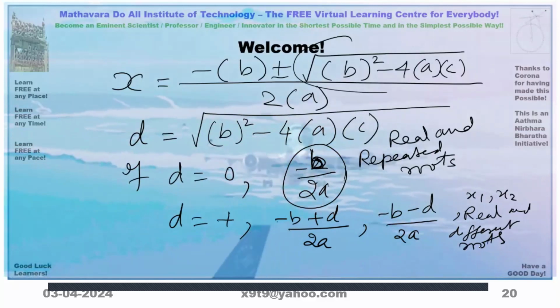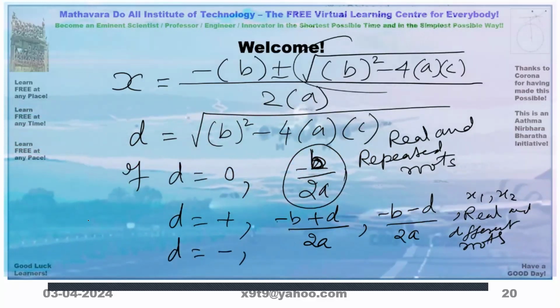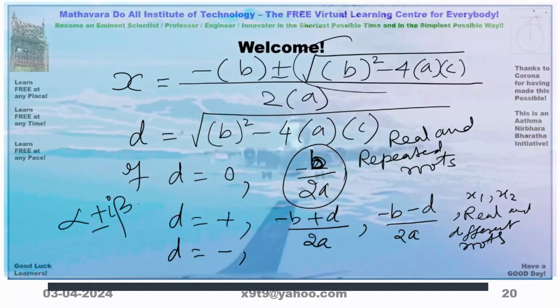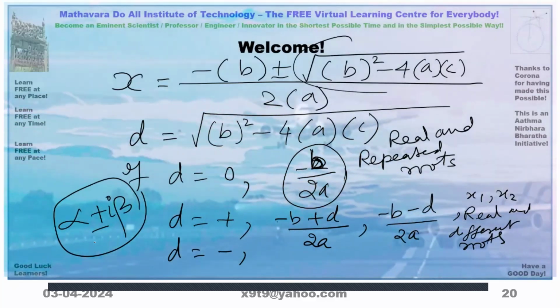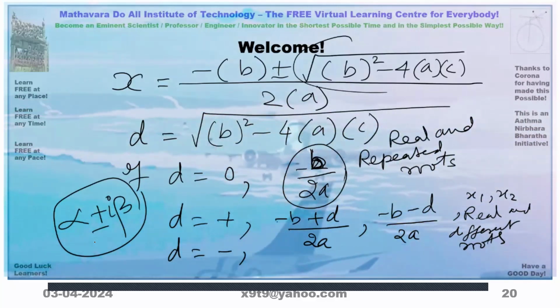The third variety: if d is negative, then it will be of the form alpha plus-minus i beta by 2. So these are called complex roots. So only 3 types of answers will come here.